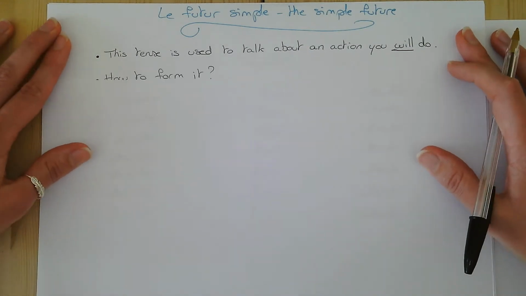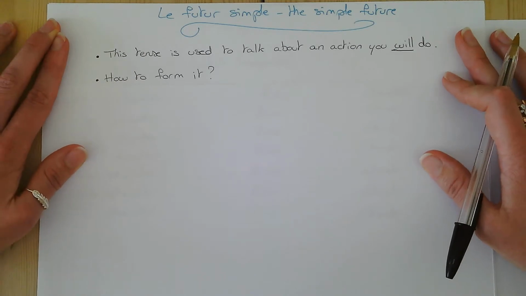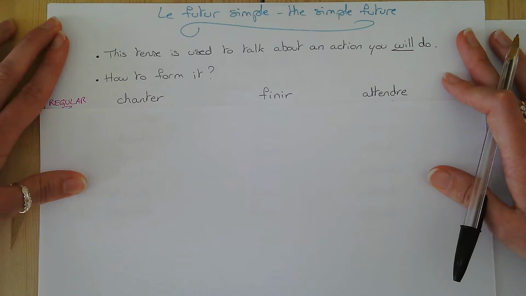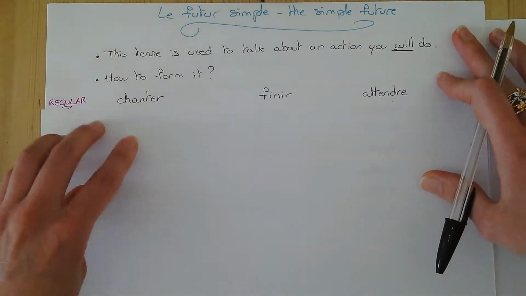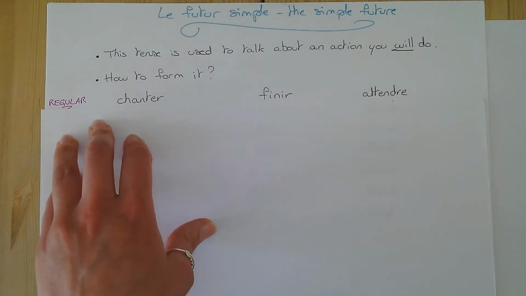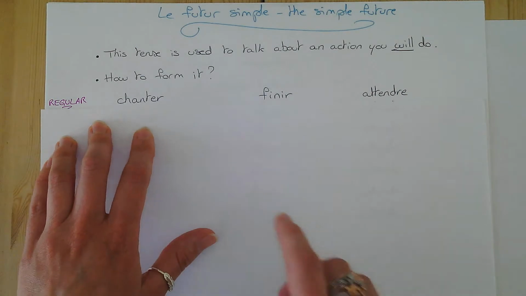So, how to form that tense? That's the easy part. That's the part that I really like. So you take your infinitives. That's the rule for the regular verbs. So that's the regular pattern I'm about to show you. We'll see the irregulars later. So the rule for the regular verbs is super easy.